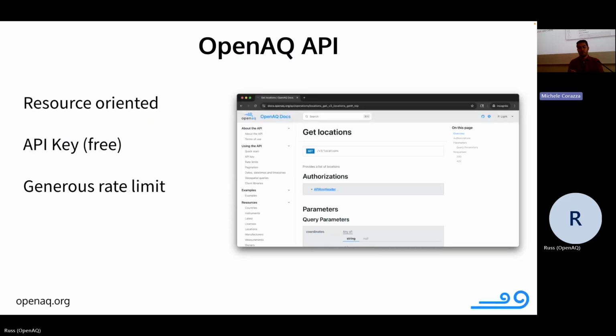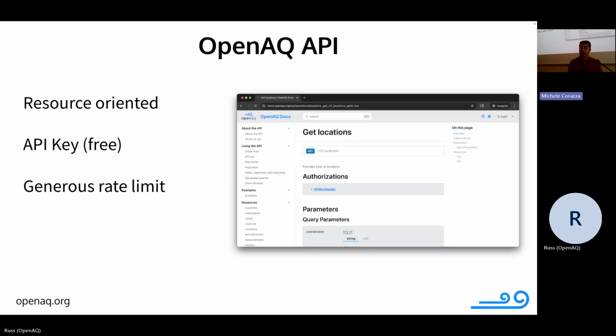So we collect all this data, we're storing it, we're constantly working to update that data set. But the key piece here is the tools, and we want to make these data accessible to folks. The key piece of this is our API. So we have a resource-oriented JSON API.